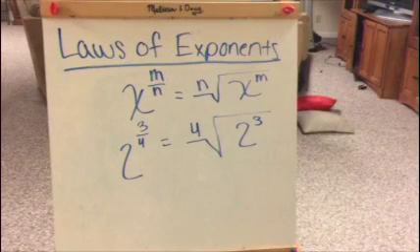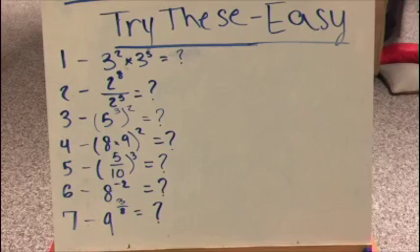This next law is x to the m over n equals the n-th root of x to the m. This can be shown through the example 2 to the 3 over 4 equals the 4th root of 2 to the third, as we learn that the bottom number becomes that number of a root, so 4th root 2 and then 2 to the third. Here are some easy practice problems for you to try.